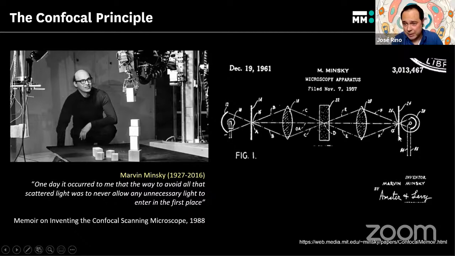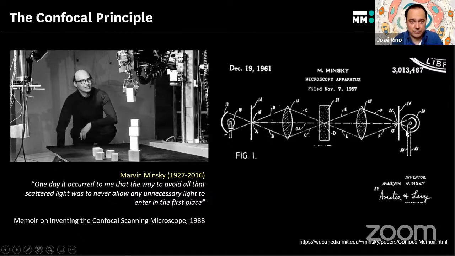So these pinholes will be placed in conjugate focal planes, meaning that if it's in focus in the focal plane of the objective here, it would also be focused here on the plane of the pinhole for detection and for the illumination. And that's where the name confocal comes from: the conjugate focal planes, confocal. So that's his idea, just to illuminate one spot in the sample, the focal point, and to capture light only from that focal point.